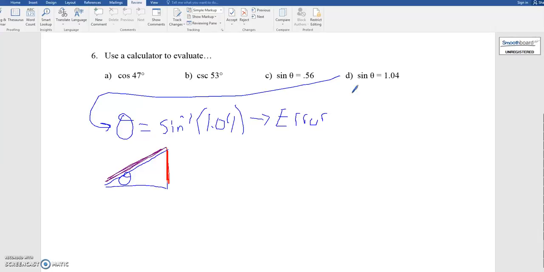We know that always has to be the biggest side. So there's no way for sine of theta to ever equal above 1. The red always has to be smaller than the purple, which means our answer should always be less than 1. There is a special case where it can equal 1. But for most of what we look at, it's always got to be less than 1. So that was kind of a trick question, and you should expect an error there.